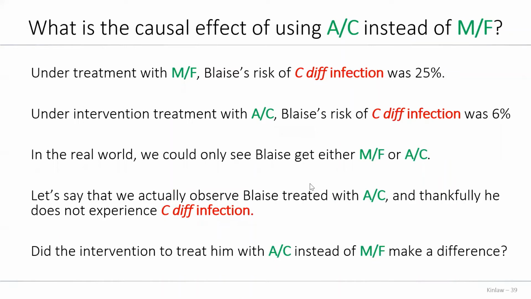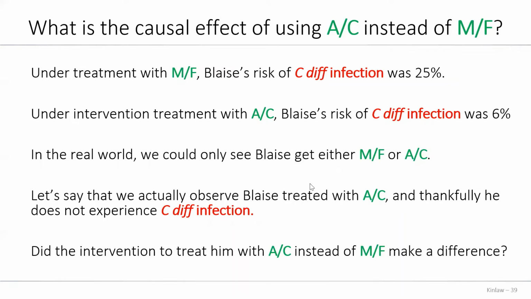So we want to understand the causal effect of having amoxiclav instead of ciproflagyl on the development of C. diff infection. Under treatment with ciproflagyl, his risk of infection was 25%. Under intervention with amoxiclav, it was only 6%. Remember that in the real factual world, we only get to observe one story for Blaise. He'll either receive ciproflagyl or amoxiclav, and he'll either develop C. diff infection or not. Imagine that the one story we observed for Blaise was this. He was treated with amoxiclav and he was infection-free.